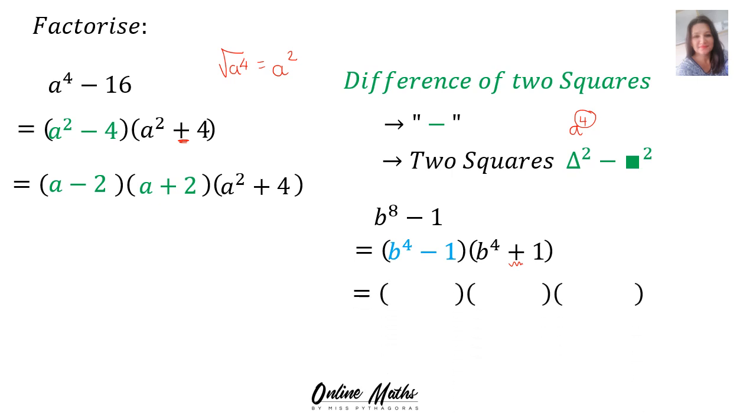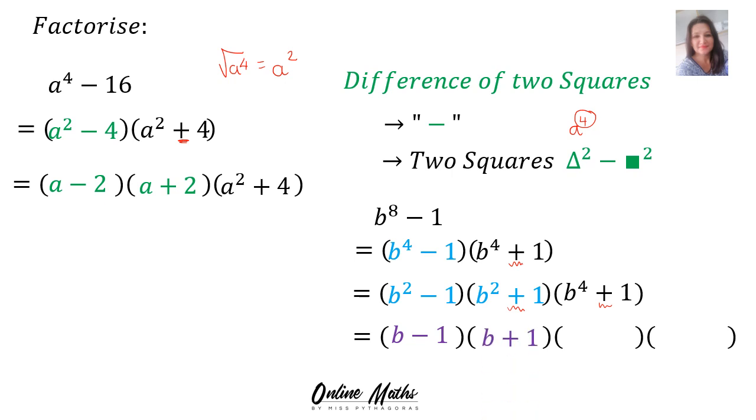So you can factorize that one, and it becomes b squared minus 1, b squared plus 1, and b to the 4 plus 1 writes with. Then b squared plus 1, nothing can happen there. But b squared minus 1, again, that's the difference of two squares. So you can further factorize, and it becomes b minus 1, b plus 1, b squared plus 1 writes with, and b to the 4 plus 1 writes with.